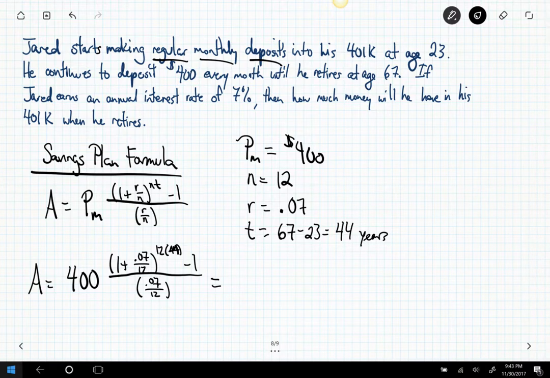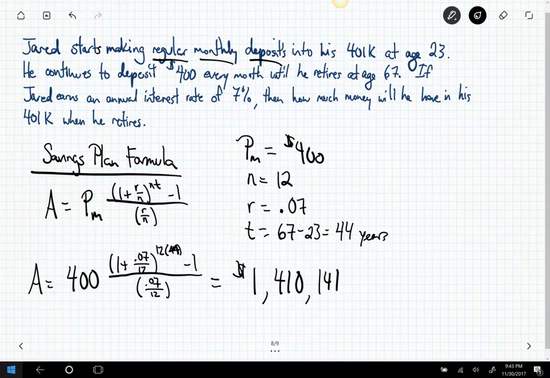Well, hopefully this won't be too much of a shock to the system. You would be a millionaire. You'd have $1,410,141, and just in case you want those extra cents, 59 cents. So just making those $400 deposits over time, it can make a big difference.